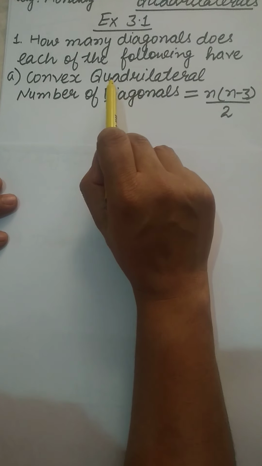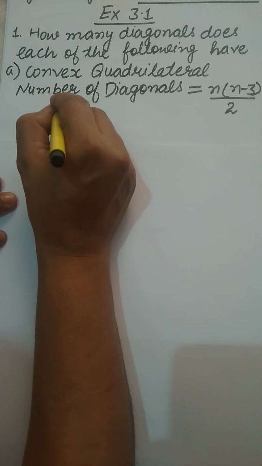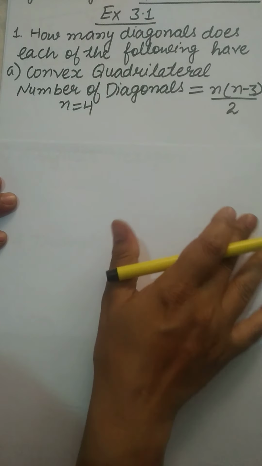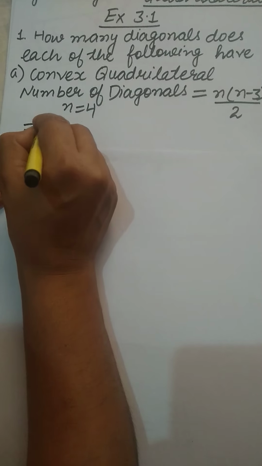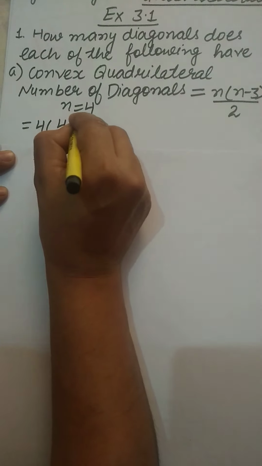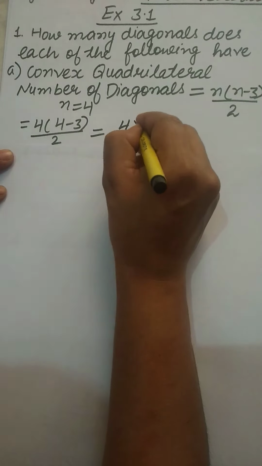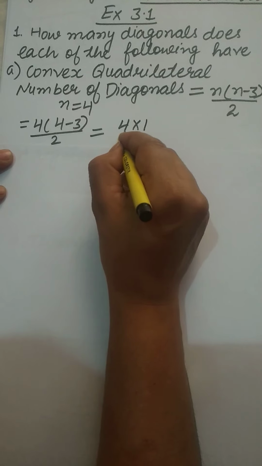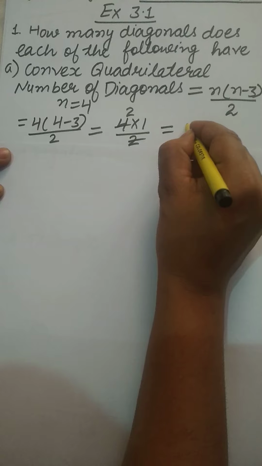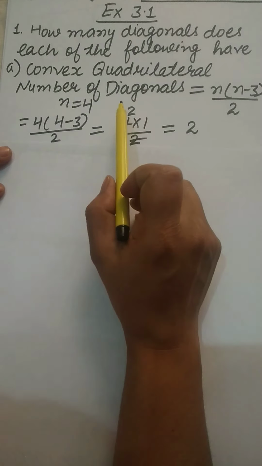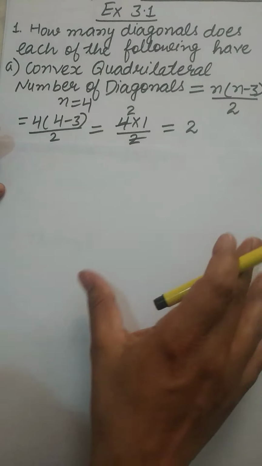We know that a quadrilateral is having 4 sides, so n is equal to 4. Substitute the value of n here, that is 4 into 4 minus 3 divided by 2, that is 4 into 4 minus 3 is 1 divided by 2. 2 2's are 4, which is equal to 2. So we can say that a convex quadrilateral is having 2 diagonals.